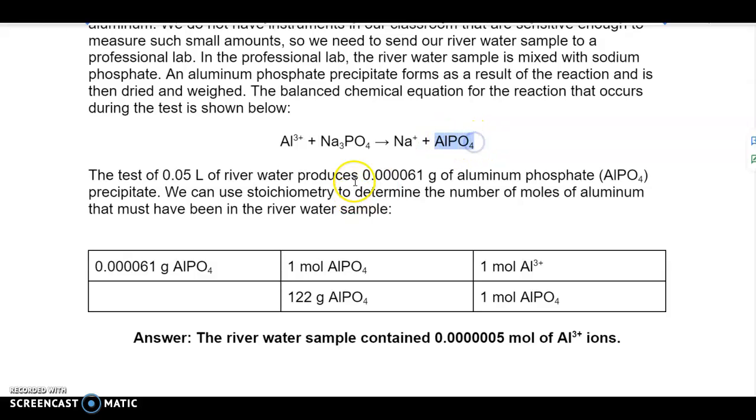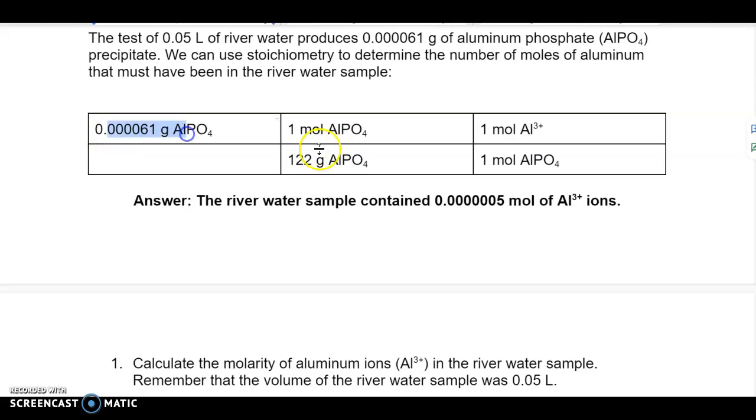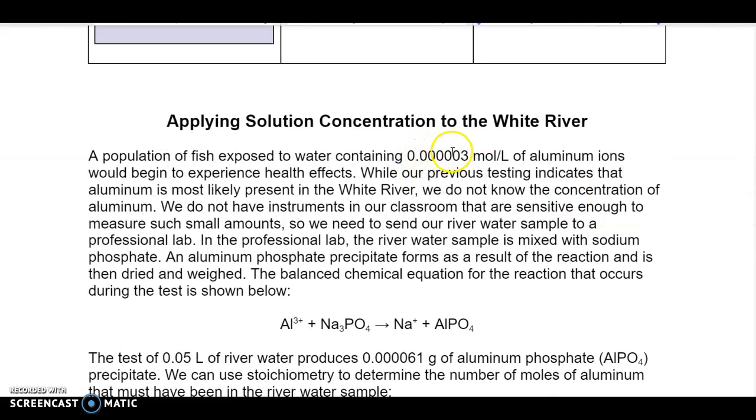That's our precipitate. The test of 0.5 liters of river water produces 0.000061 grams of aluminum phosphate precipitate. We can use stoichiometry to determine the number of moles of aluminum that must have been in the river water sample. So if we have our given, and we want to convert that to aluminum here, the answer is the river water sample contained 0.000005 moles of aluminum ions.